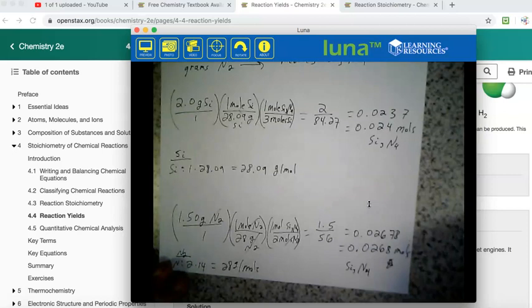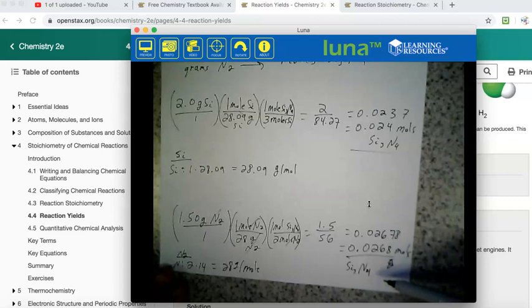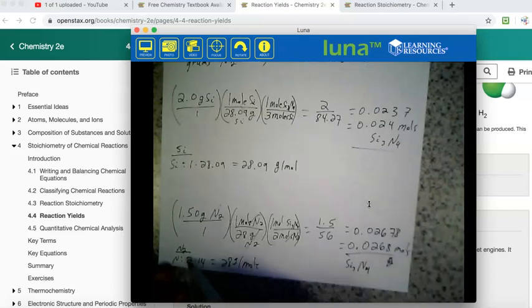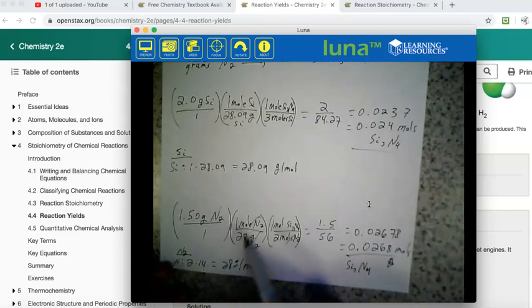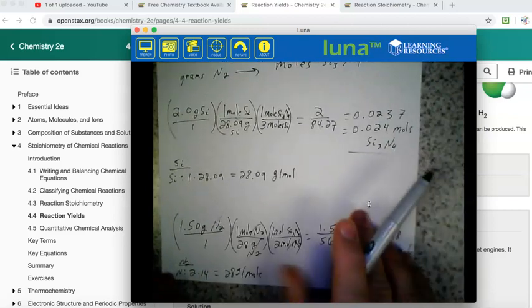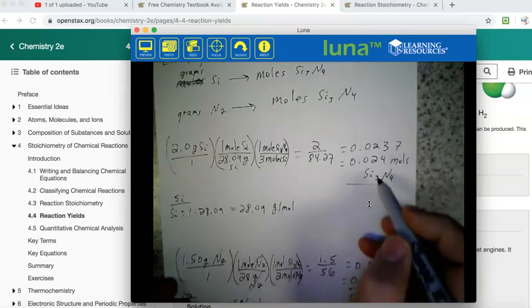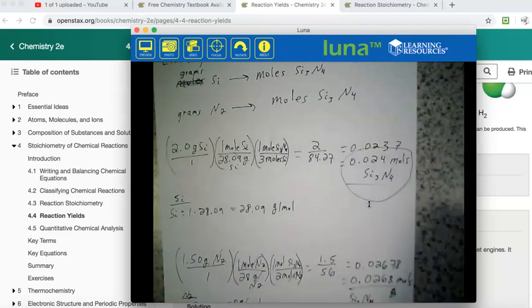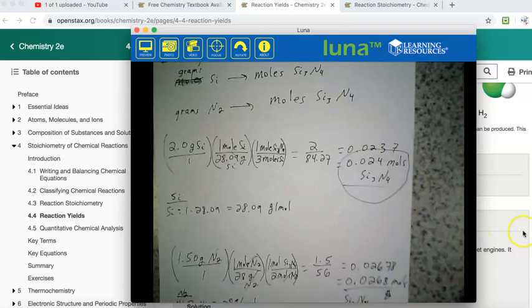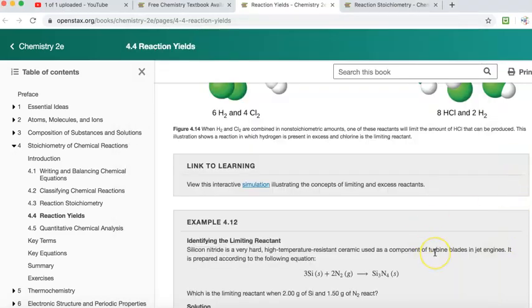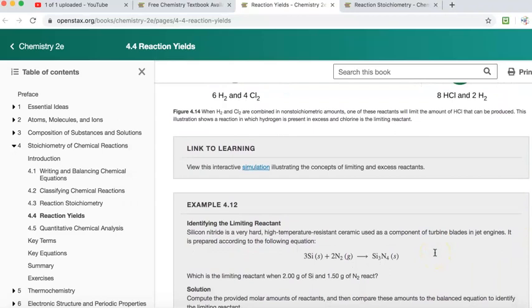Alright, so now I'm just comparing these two, right? So 0.024 versus 0.026. So obviously I can make more Si3N4 with the N2 that I started out with. So my limiting reactant is going to be silicon, because this is the least amount I can make. Okay, so the question of what is the limiting reactant here, that's going to be silicon.